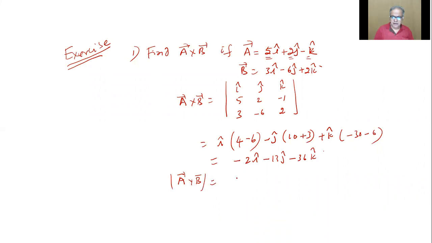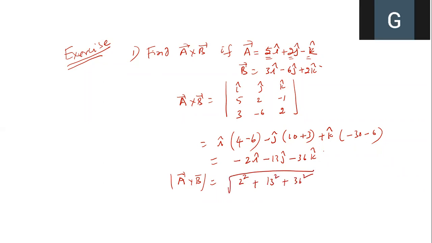And if somebody asked you the mod of it, what will you do? Minus 2 square, plus 13 square, plus 36 square, under root over. Whatever it is. Okay? Tell me, children. Do it fast. I want to give you more questions because then I can push you one big assignment.